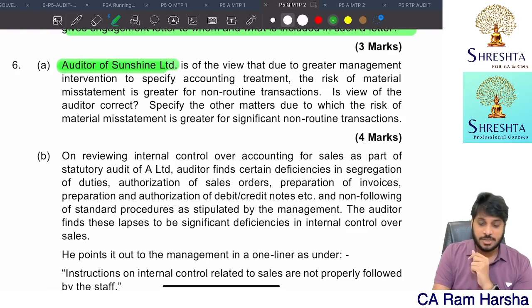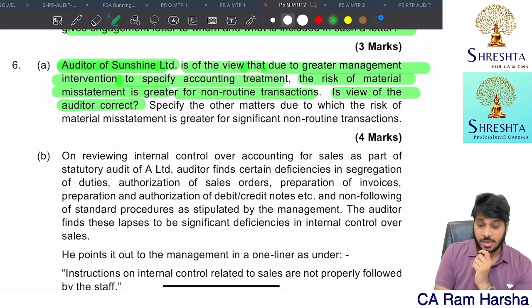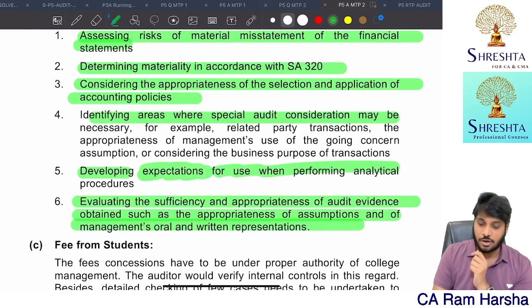Auditor of Sunshine Limited is of the view that due to greater management intervention to specify accounting treatment, the risk of material misstatement is greater for non-routine transactions. In view of the audit, is the view of the auditor correct? Yes, obviously, the risk of material misstatement for non-routine transactions is greater because management will be involved, huge judgment will be involved. Specify other matters due to which the risk of material misstatement is greater for significant non-routine transactions.